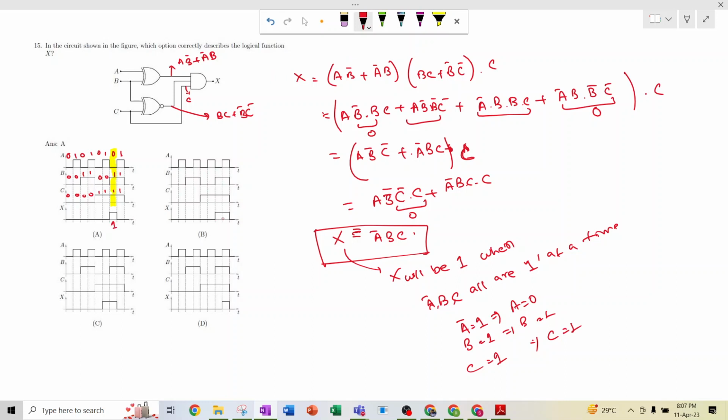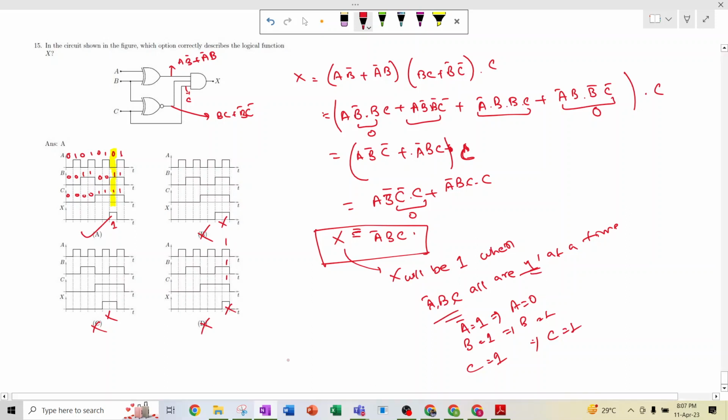In the other options, the output is 1 for 2 cycles, which is not possible. This one is also 1 whenever the 3 inputs are 1 1 and 1, so that is also not possible. So options D, C and B are not possible. Option A is the correct answer, right? Understood, right?